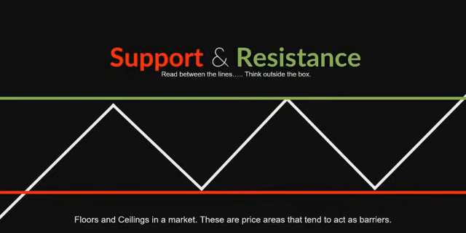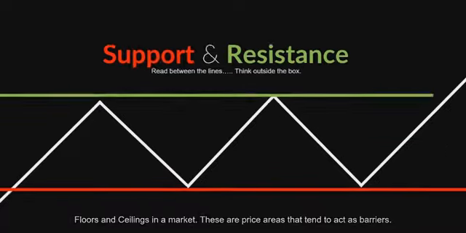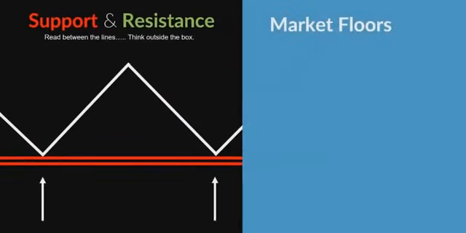So what are support and resistance levels? Well, quite simply, they're floors and ceilings in a market. So these are price areas that tend to act as barriers, which may give us opportunity to read possible breakouts or reversals. Now, when it comes to market floors, support levels, what are we looking for? Well, any past resistance is now a new support.